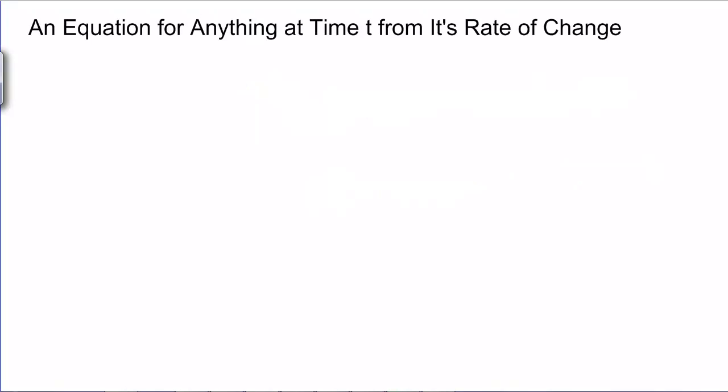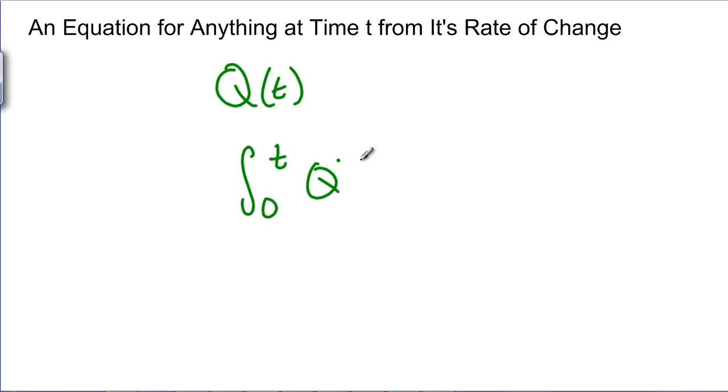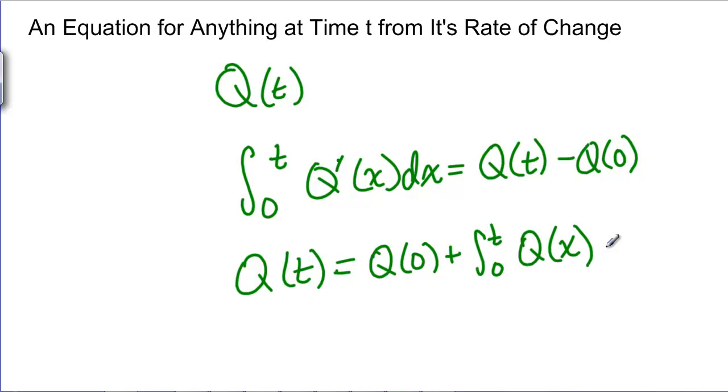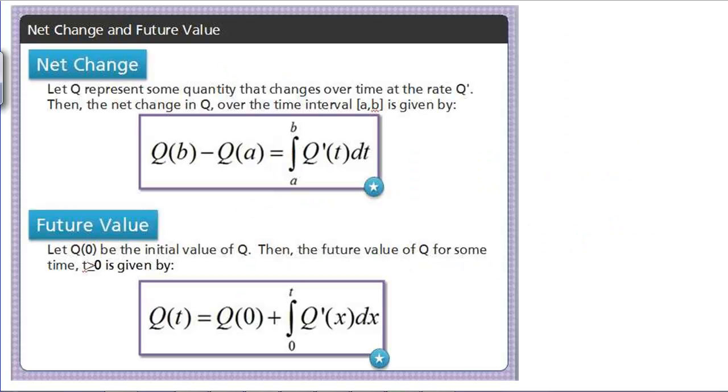And finally, we can say the same thing for any equation. Say we want to know some quantity q, and how it changes with time t. If we know the rate of change of q, then the integral from 0 to t of the rate of change of q is equal to q at time t minus the initial value of q. So the quantity at some future time t is equal to the initial quantity plus the integral from 0 to t of q prime of some dummy variable like x dx. To summarize, the future value of some quantity is just the initial value plus the integral from 0 to t of q prime of x.